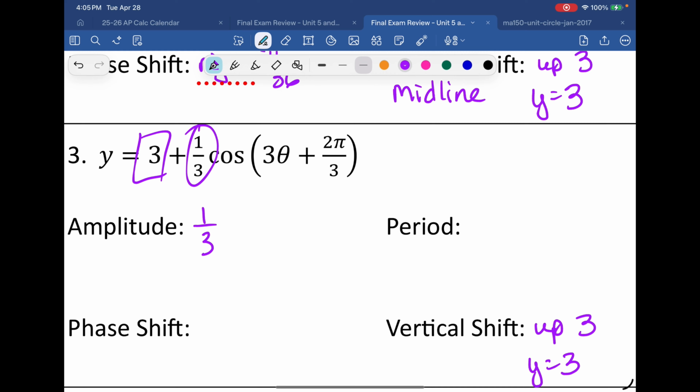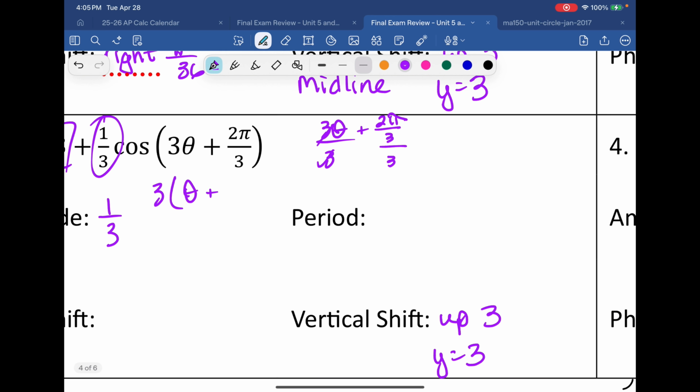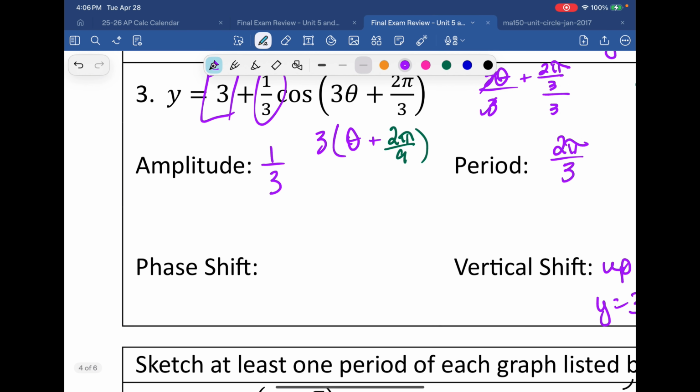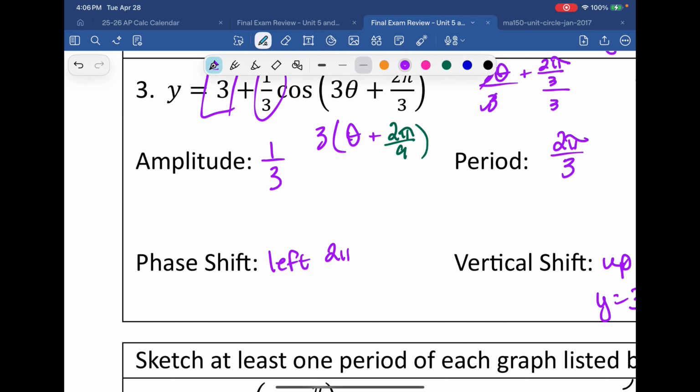All right, period and phase shifts, we've got to factor out this 3. So that means I'm dividing everything by 3. So for your 2 pi over 3, means we multiply by the reciprocal, which is 1/3. So that's going to give me 2 pi over 9. Period. 2 pi divided by the b. That doesn't simplify, so we leave it alone. Phase shift, that is a plus 2 pi over 9. So that means we've gone left 2 pi over 9.